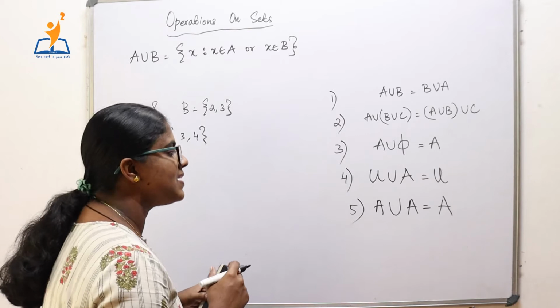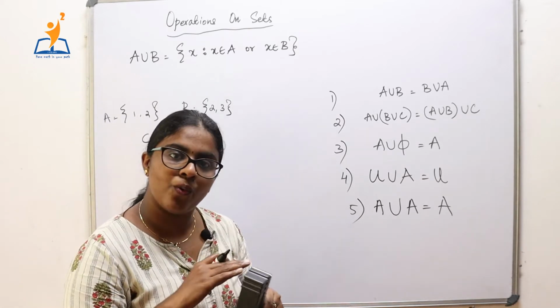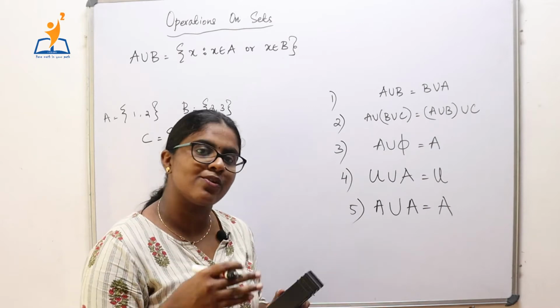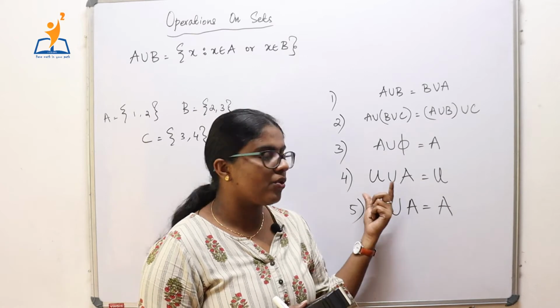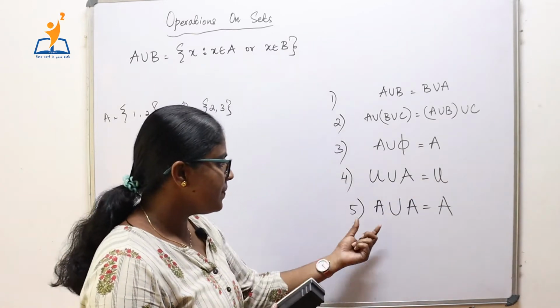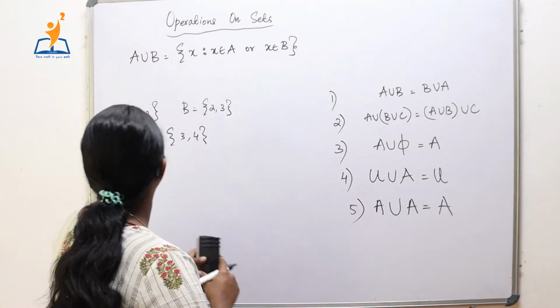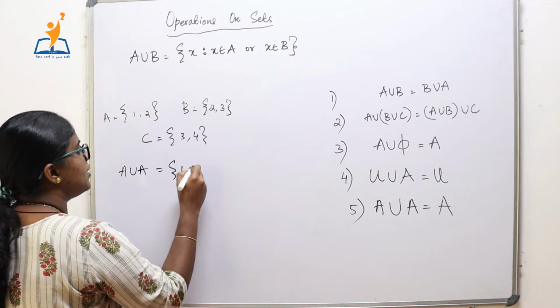What is the universal set union A? The universal set is the set which contains all the elements. Therefore, it contains all the elements from A also. So the union of the universal set and A will always be the universal set. Now, A union A. In this example, A union A is nothing but {1, 2}.